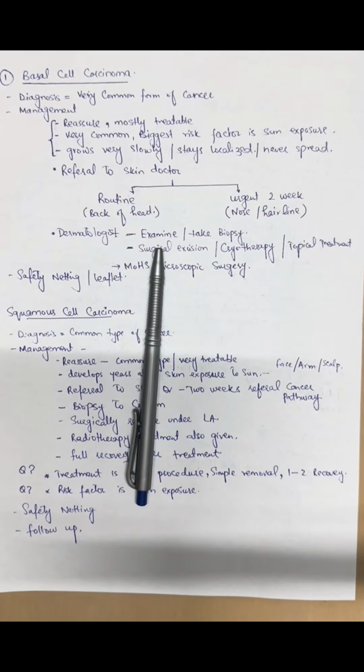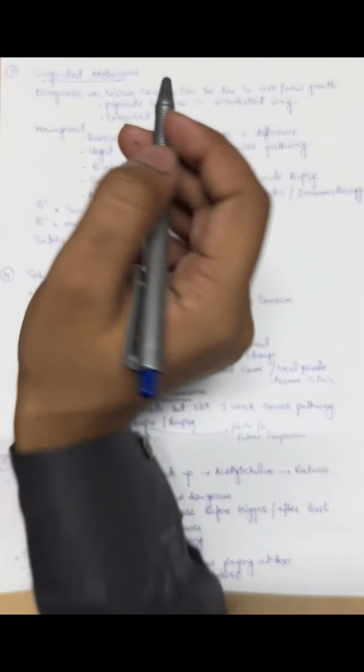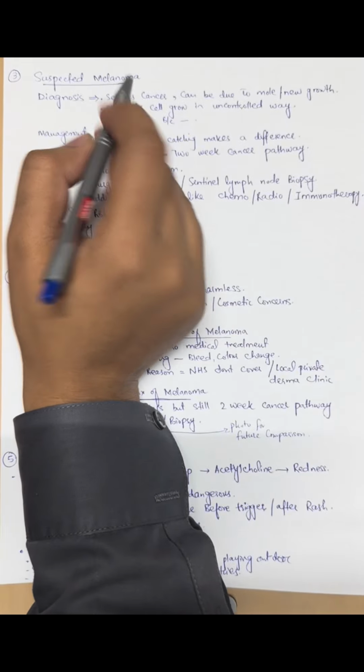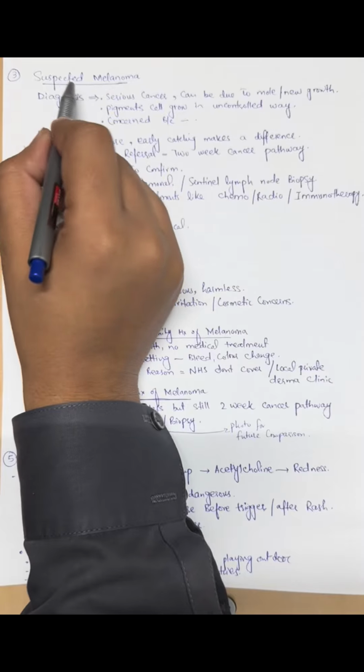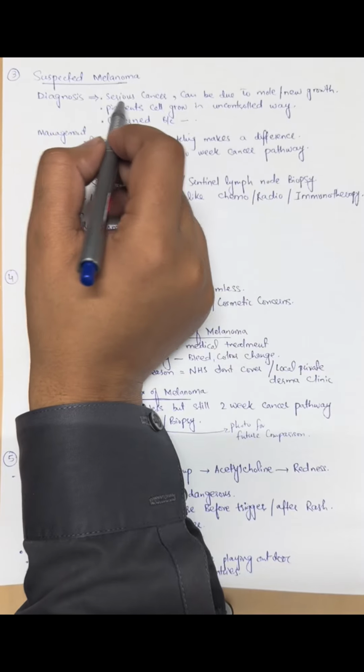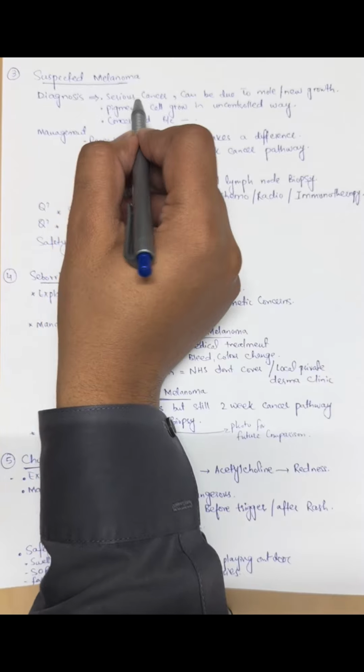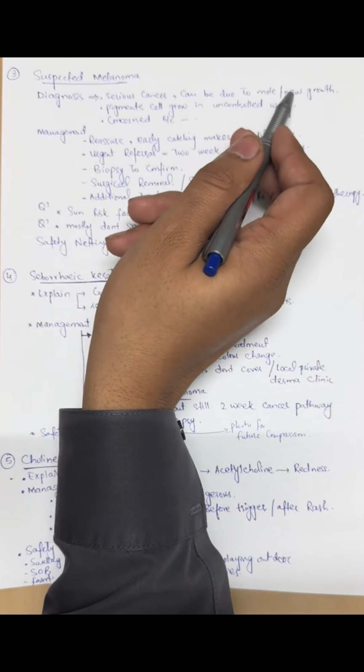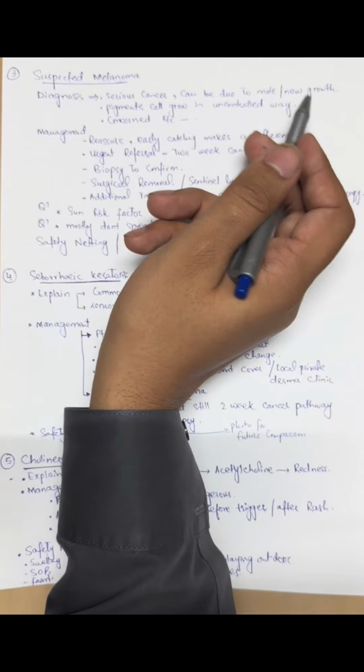Hello. So we were discussing the management of different types of dermatological scenarios. The third one is suspected melanoma. Tell them it's a very serious cancer, and it can be due to a pre-existing mole, or it can be a new growth as well.